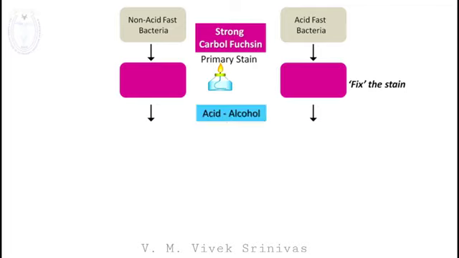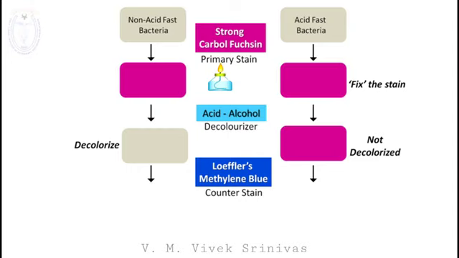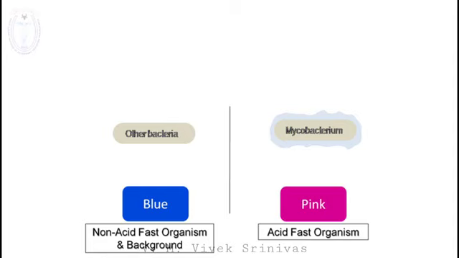Next, when the acid alcohol is added, this is the decolorizer. It decolorizes the primary stain easily from the non-acid-fast bacteria. But the acid-fast bacteria retain the primary stain. Lastly, on use of the counterstain, Loeffler's methylene blue, that gives blue color to the non-acid-fast bacteria and to the background. So, on acid-fast staining, the non-acid-fast bacteria in the background appear blue, and the acid-fast bacteria appear pink. This color difference is due to the difference in their cell wall constituents.